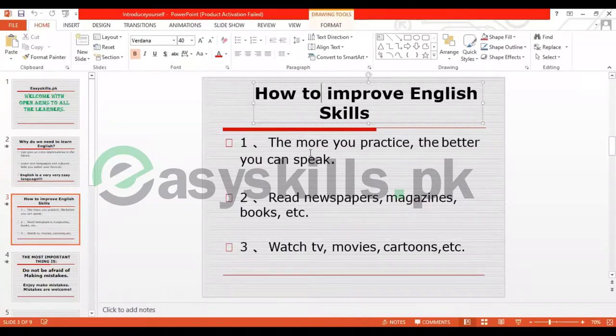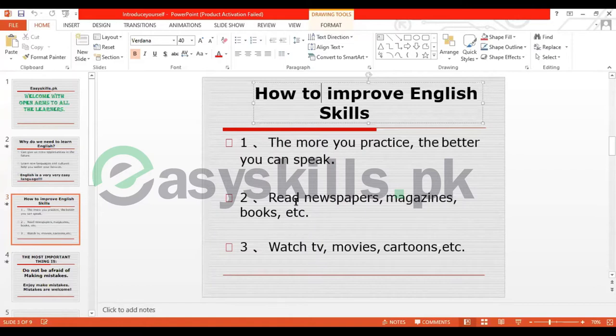The more you practice, the better you can speak. That is very true. If you practice, practice and practice, you will see the result that you can speak English very well. It's not particularly regarding speaking. It can be reading, writing, listening or speaking. Any skill you can improve by practice.